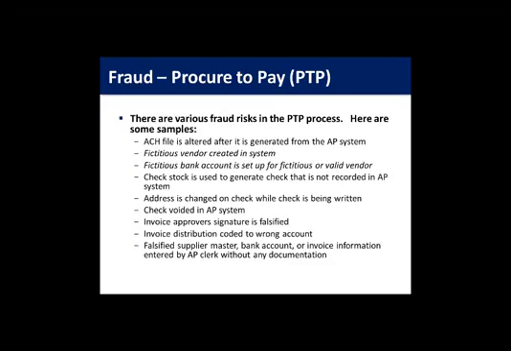Check voided in the AP system. Often voided checks, once they're done, go through different processes, different levels of scrutiny. So a check that would be voided in the AP system after it's generated would be one way that fraud could potentially be covered up. And oftentimes those things are caught during the bank reconciliation process if they're done in a timely manner.